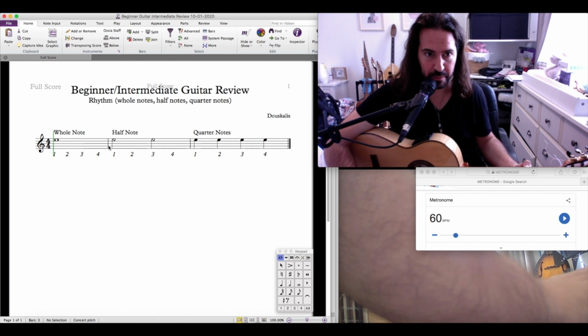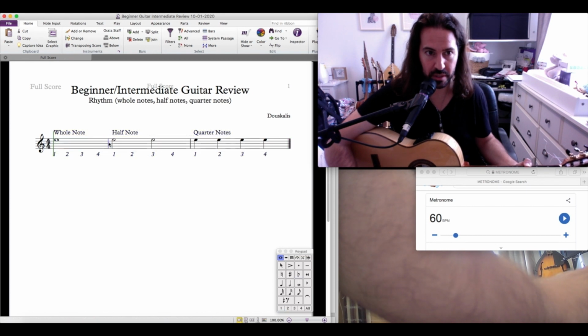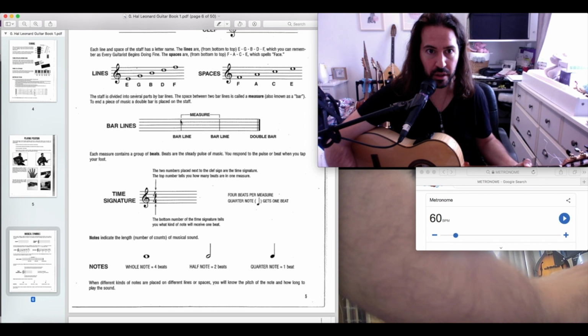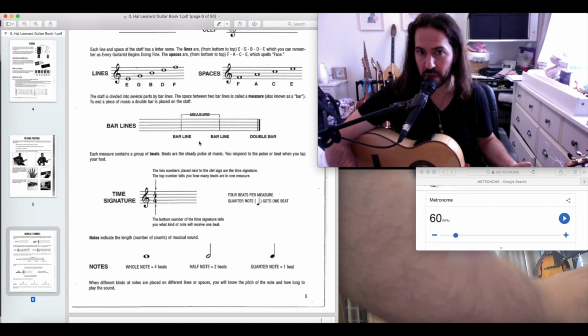And what we want to talk about today is what these symbols that I'm highlighting now represent. As we see back on page 5 of the book, the lines that come vertically in between the staff we call bar lines.